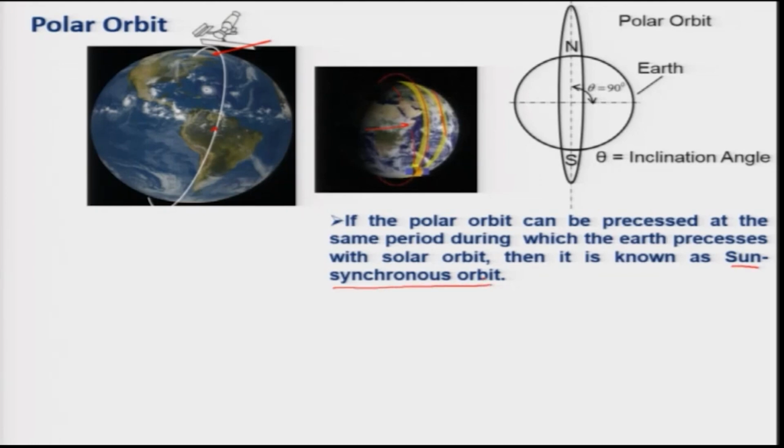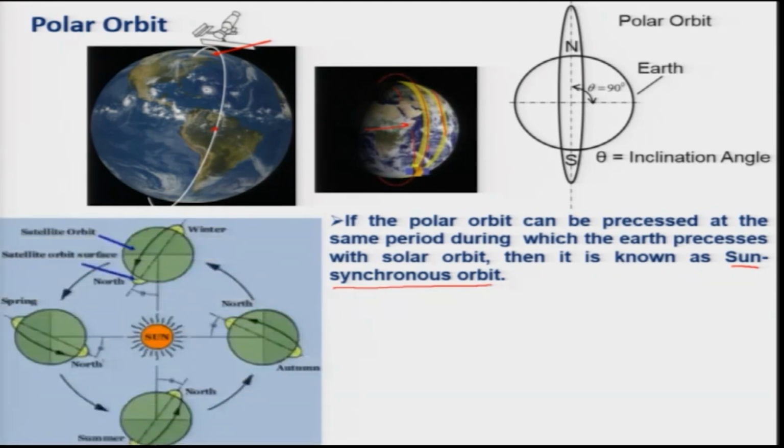That means it is synchronized with the sun such that the satellite will be looking at the Earth when it is illuminated by the sun rays all the time. To explain it further, let us look at what is happening. The sun is here, and let us say this is your satellite orbit, and the satellite orbit surface is over here, and this is your north side. If it is moving, it can see that this is illuminated and the satellite can see this portion.